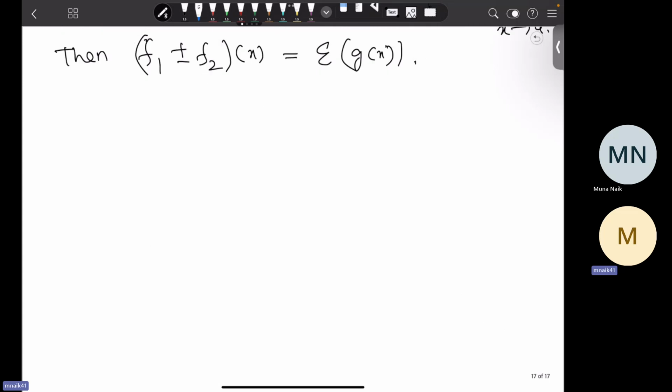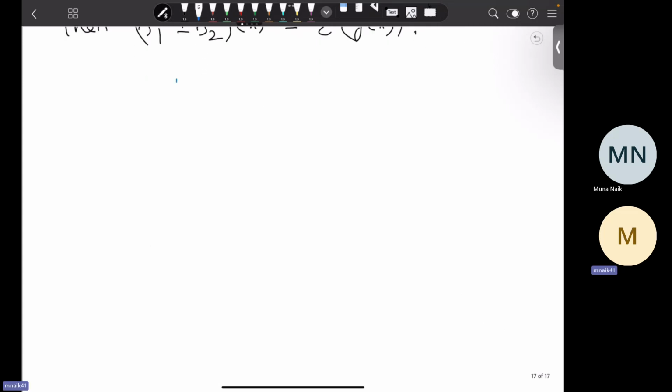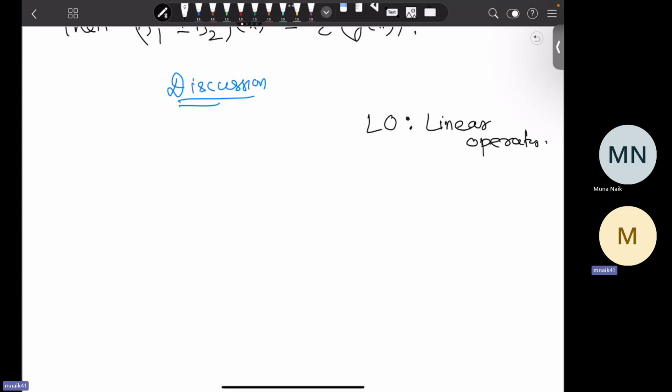Now let us move on. I will use a short notation, LM for linear map, in place of linear operator.